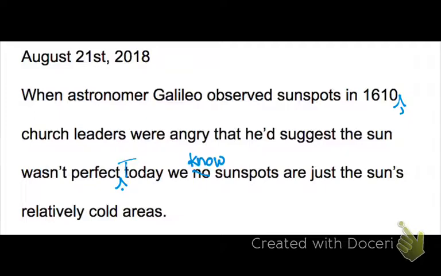When astronomer Galileo observed sunspots in 1610, church leaders were angry that he'd suggest the sun wasn't perfect. Today we know sunspots are just the sun's relatively cold areas. Okay.